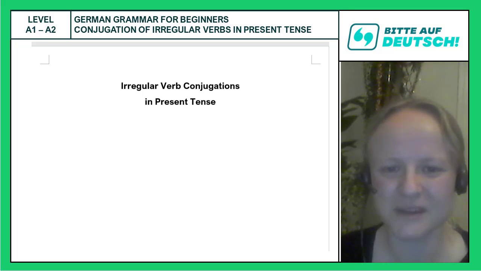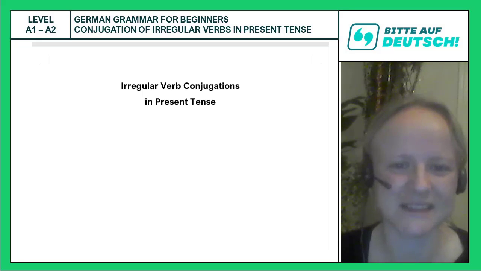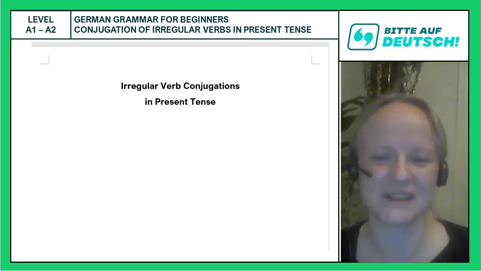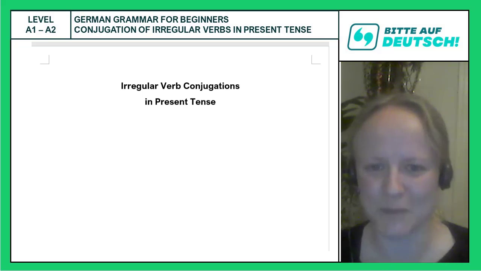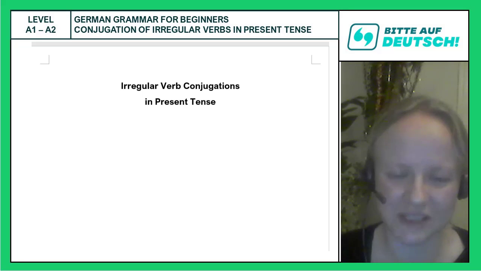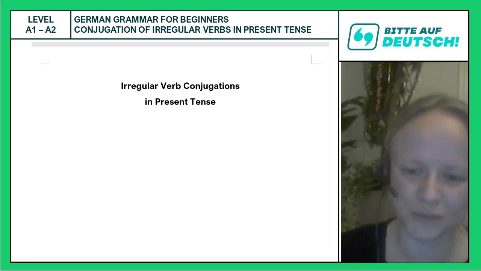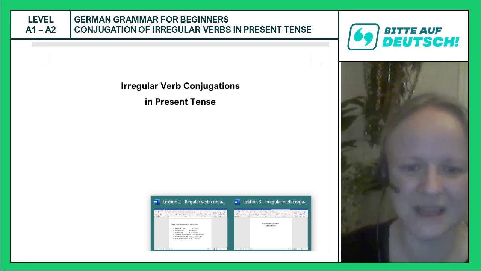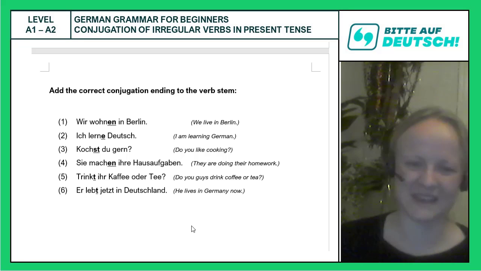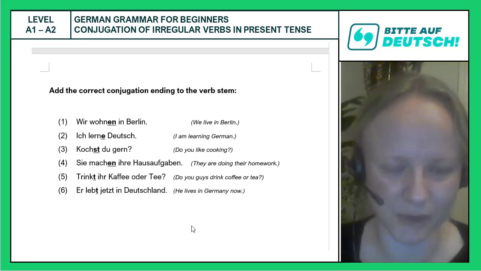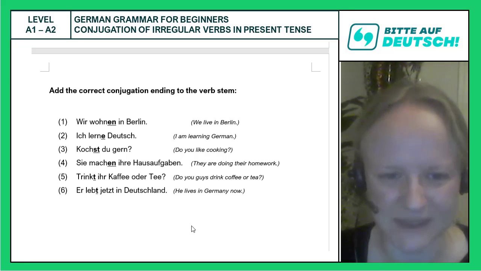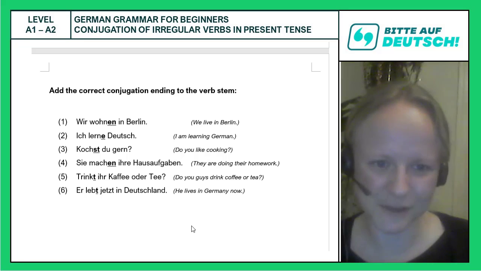This is a German grammar series, and in this lesson we are going to talk about irregular verb conjugations in present tense in German. So you remember last lesson we spoke about regular verbs and what conjugation endings they take, and I also promised you to provide you with the solutions to the exercise of the last lesson. So you might remember at the end of the lesson about regular verb conjugations, I gave you a small gap text where the conjugation endings were missing, and here I'm giving you the solutions.